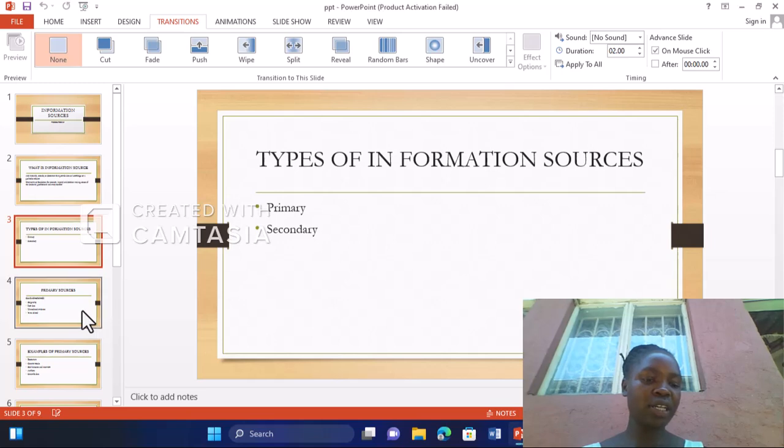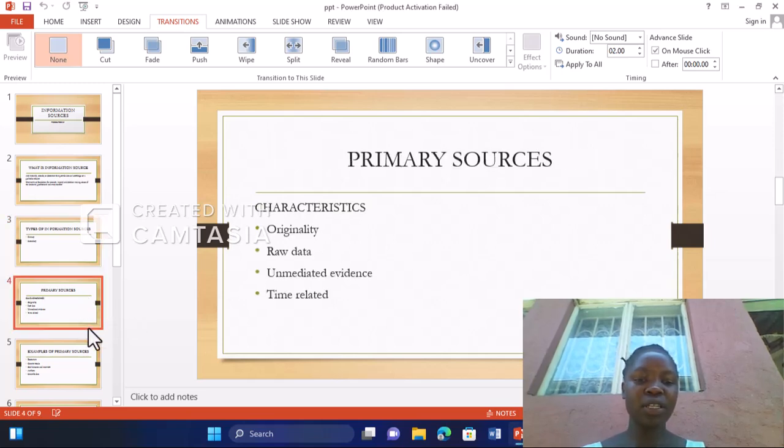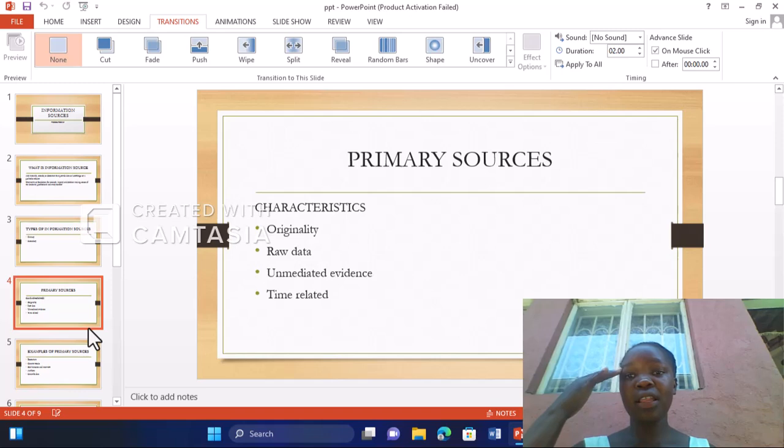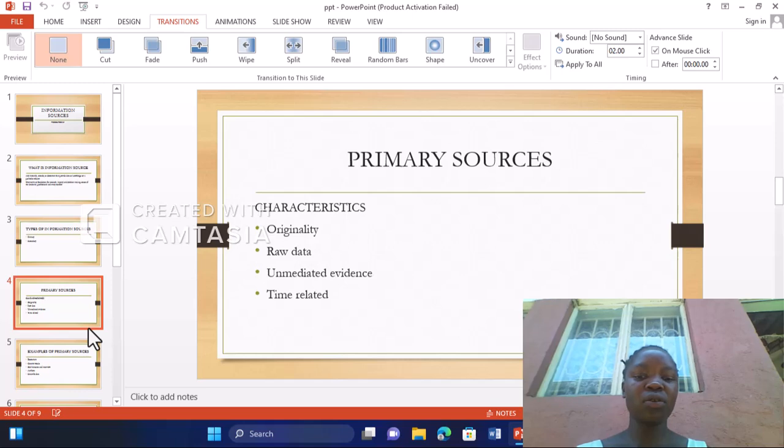Primary sources can be characterized according to their originality, raw facts, unmediated evidence, and being time related. When you talk about originality, it means the sources are the first to provide information about a particular event or subject. They are unaltered, direct records that offer original thought or raw data. Just like when an incident happens, the exact information that happened is the primary source or primary information. It is not altered because it's exactly what happened.